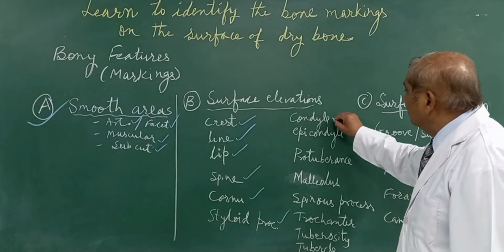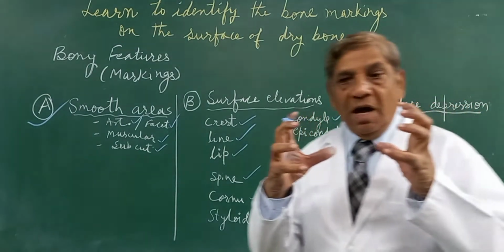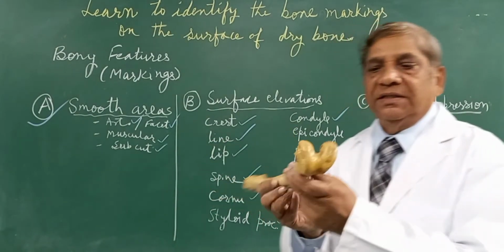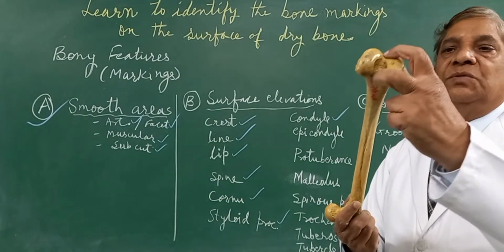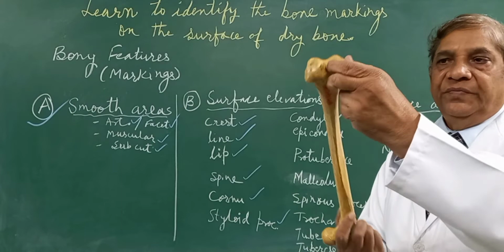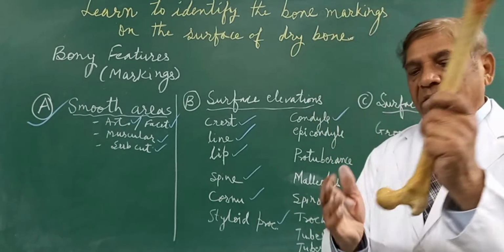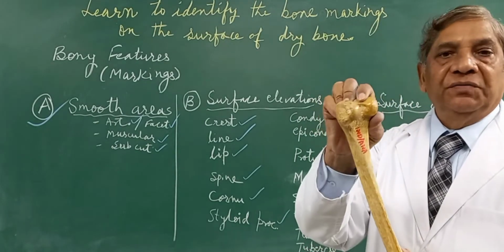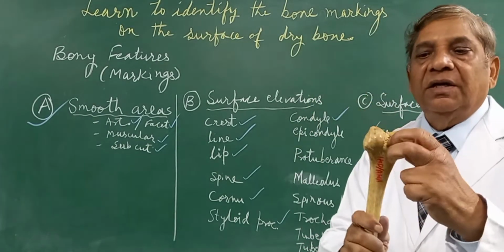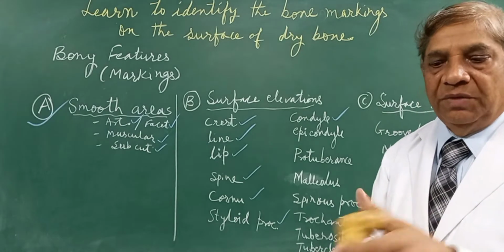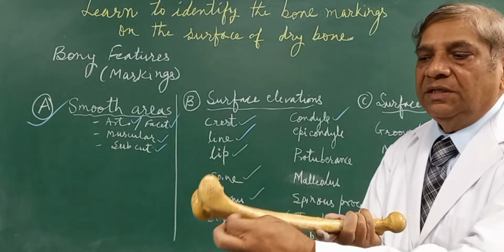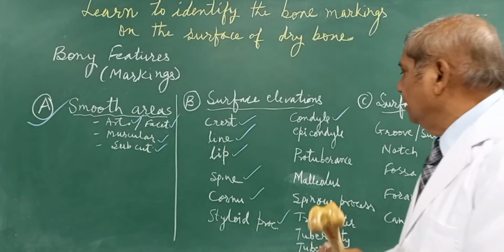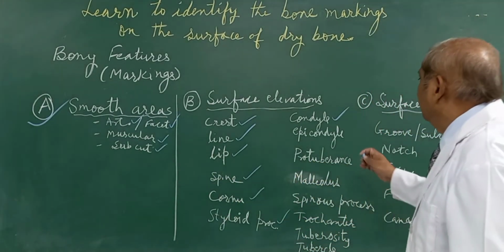Then comes the condyle. A condyle is a large bony rounded mass, almost rounded, not exactly rounded. See this bony mass. See these two. This is the medial condyle of the lower end of the femur, and this is the lateral condyle. So they are large bony masses. See this big bony mass here? It is the condyle. This is called the condyle, which is usually seen.